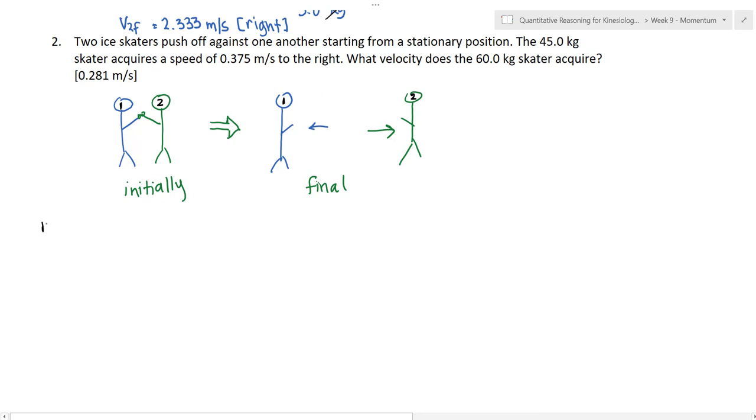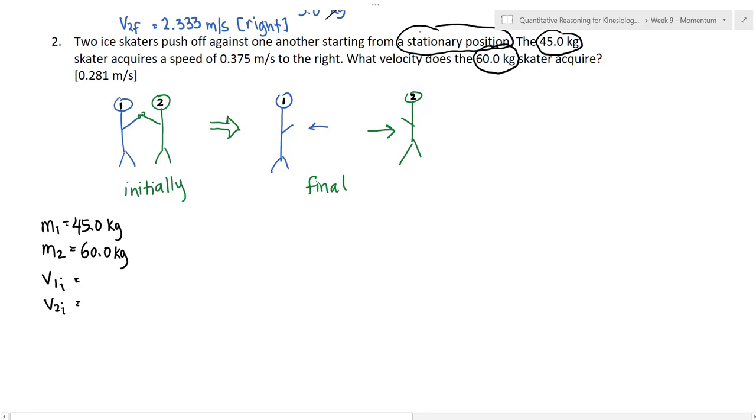So M1, they tell us the first person's mass is 45 kilograms. M2, that's the second person's mass, 60 kilograms. Initially, what is the speed of the two skaters? So V1 initial and V2 initial. Initially, before they push off of each other, they started from a stationary position, meaning they're both at rest. So initially, both of their velocities are 0 meters per second.